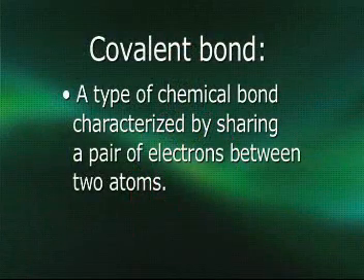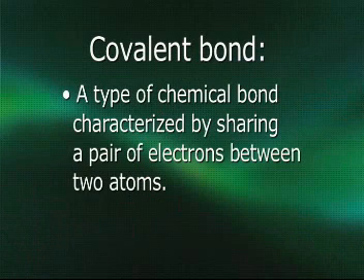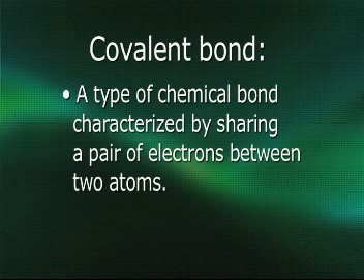A covalent bond is a type of chemical bond characterized by sharing a pair of electrons between two atoms. The electron pair interacts with the nuclei of both atoms, and this attractive interaction holds the atoms together.